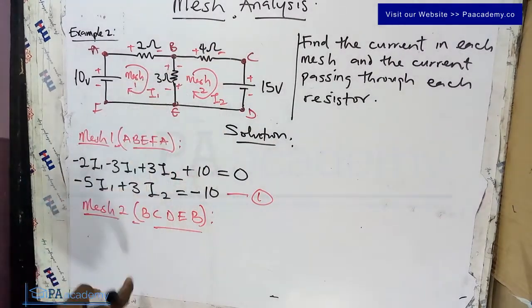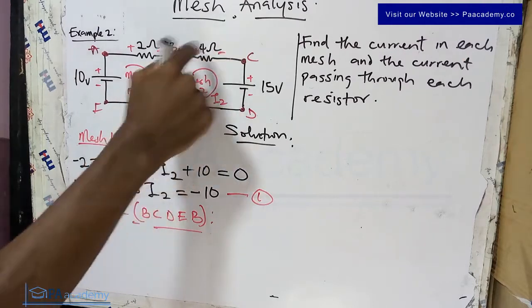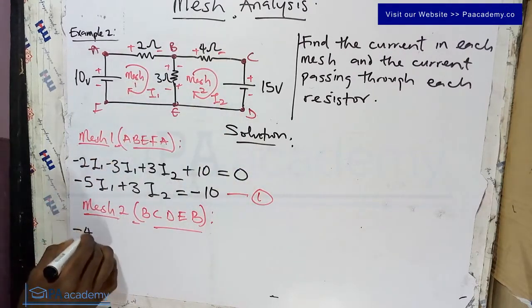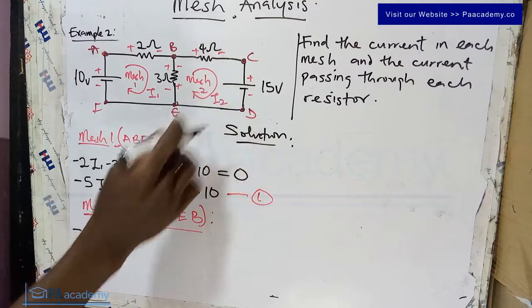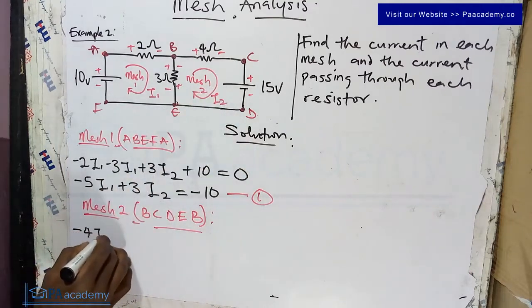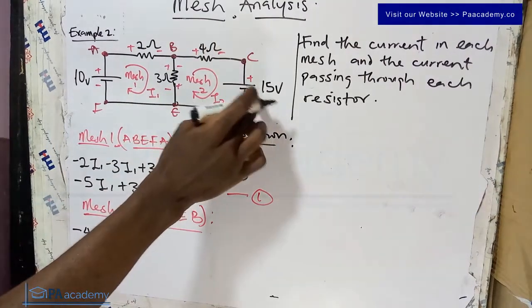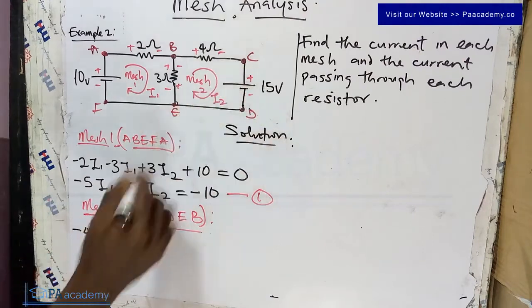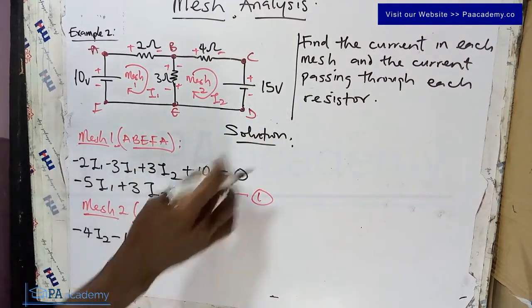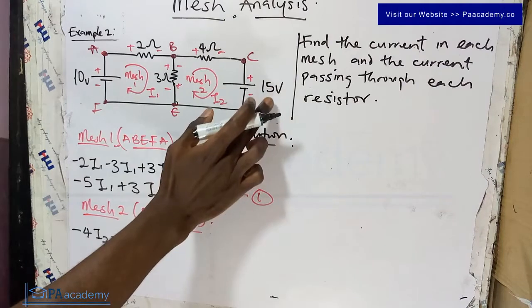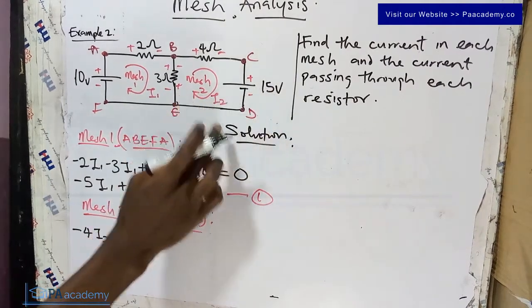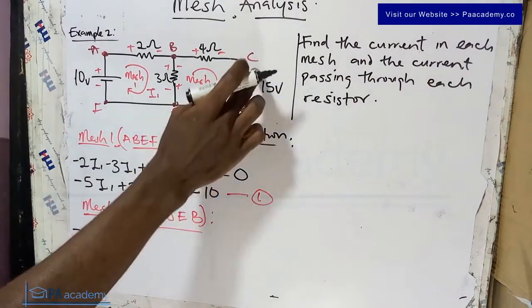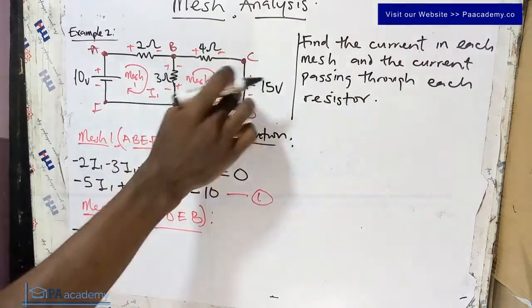So for the 4 ohm resistor, plus, minus in this direction, that will be minus 4, and then the current passing through it is I2, so minus 4I2. If you come here, the voltage source, plus, minus, that will be minus 15. Remember I said this is already a voltage source, already in volts, so there's no need to multiply with I2. So we are going to bring in the 15, then minus because of the direction that we are picking.